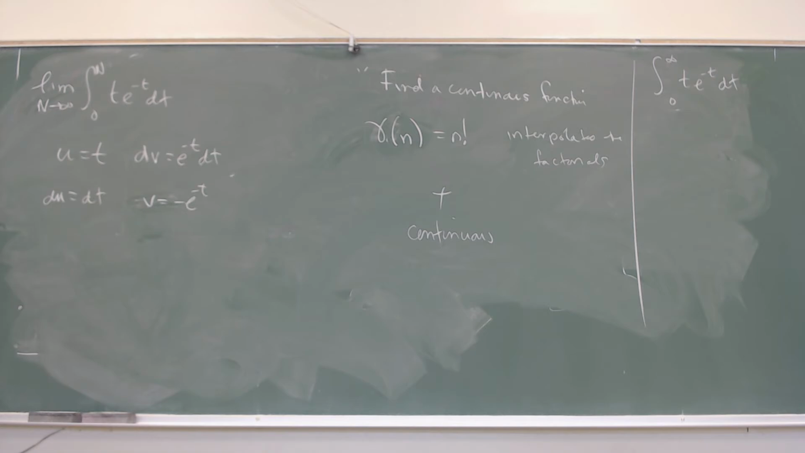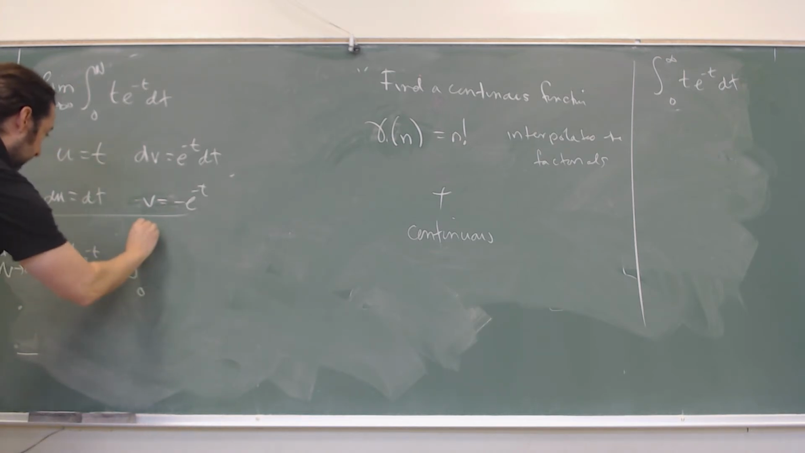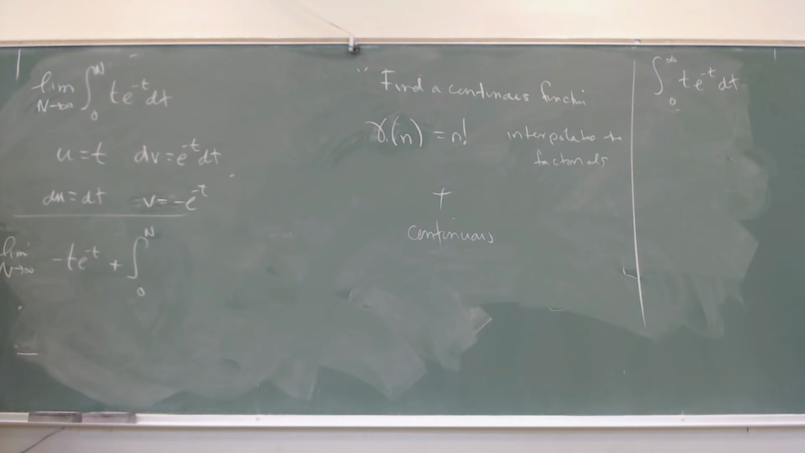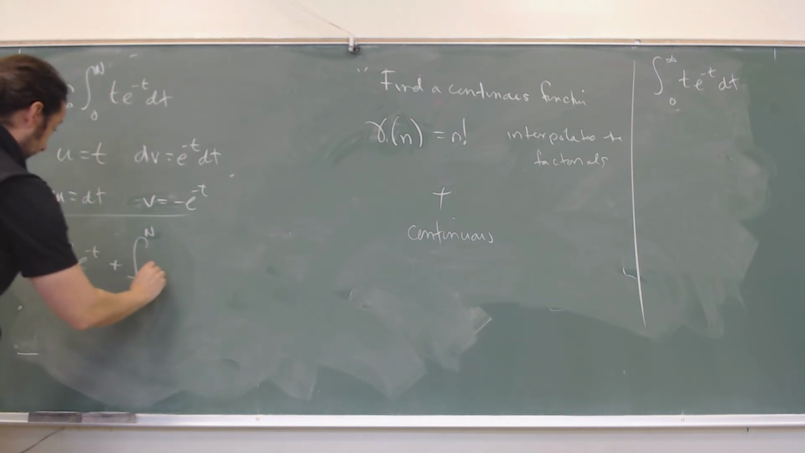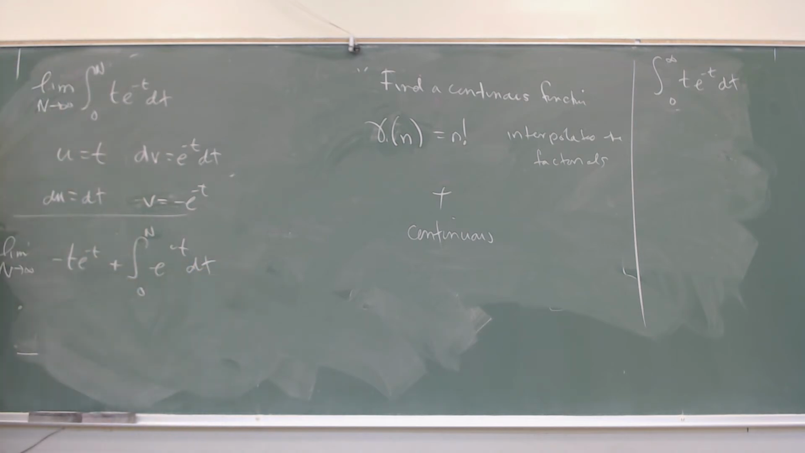So you get the limit as n goes to infinity. Don't worry, we're going to wave our hands at this right now. I'm going to write a line down. The limit as n goes to infinity of minus t e to the minus t from u and v, and then v du, which gets us the integral from 0 to n of e to the minus t dt. Well, there was a negative here, so it's minus minus, which gets you a plus.